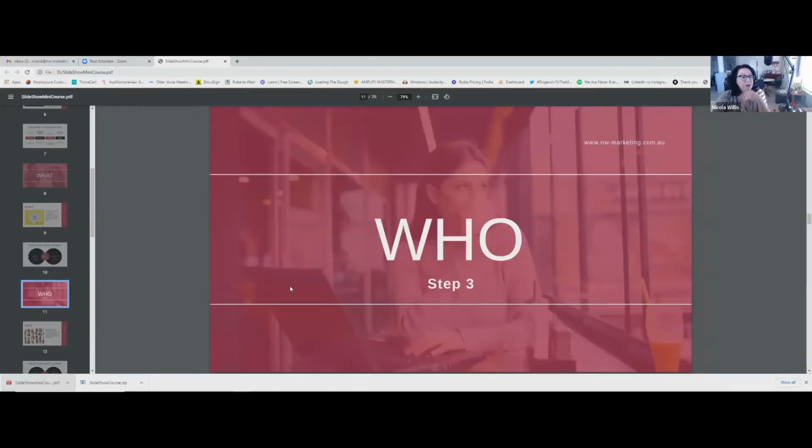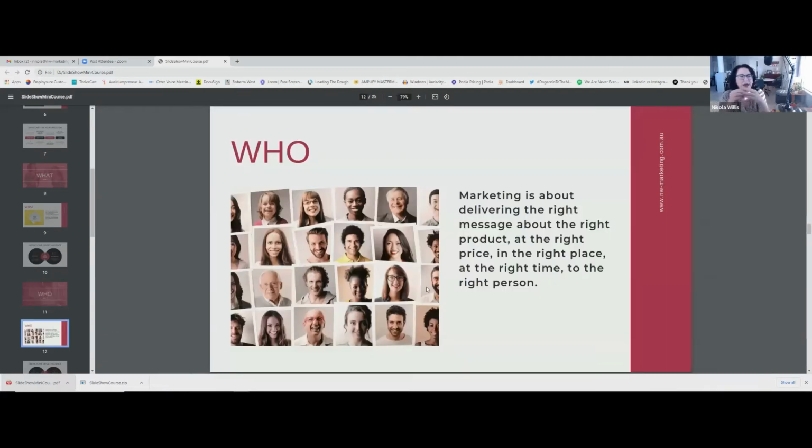Secondly, next we're on to who, which is when we're talking about your customer avatar. So your who is marketing is about delivering the right message about the right product at the right price, in the right place, at the right time, to the right person. So when you break all that down, it ultimately comes back to what we're going through right now. But with a who, it takes time. It's work, yes, but it's important work.